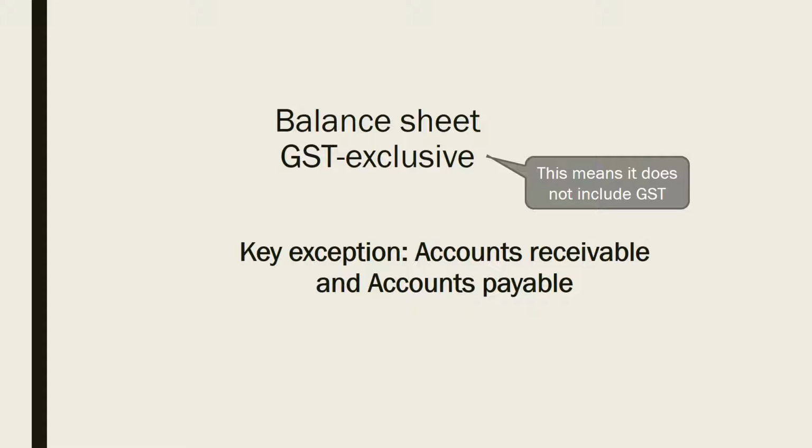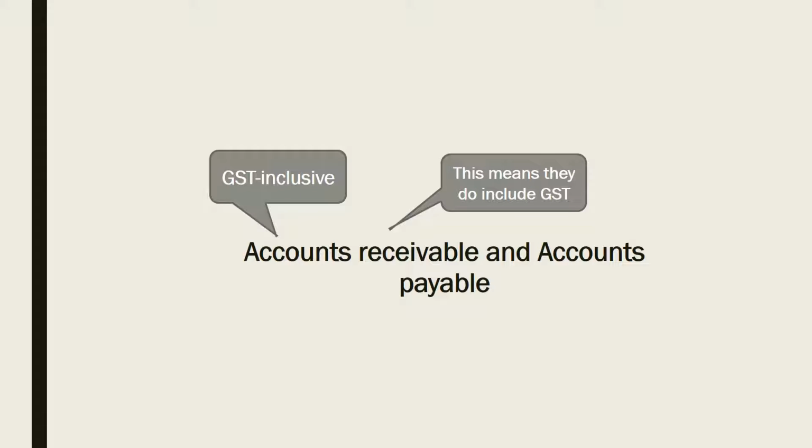The same also typically applies to all items in a firm's balance sheet. These are usually stated exclusive of GST. A key exception to this is accounts receivable and accounts payable. These items in the balance sheet are usually shown inclusive of GST. This means that unlike most items in the balance sheet, accounts receivable and accounts payable do include GST.